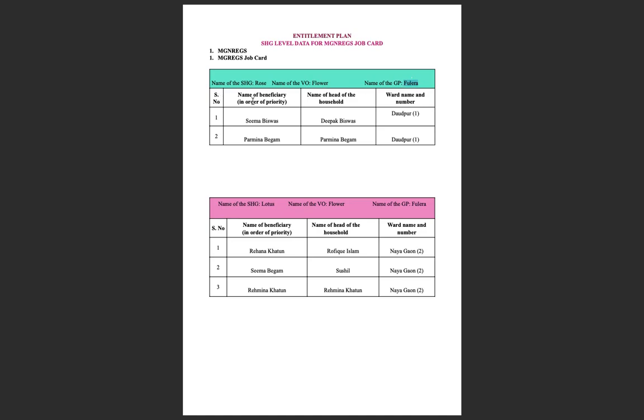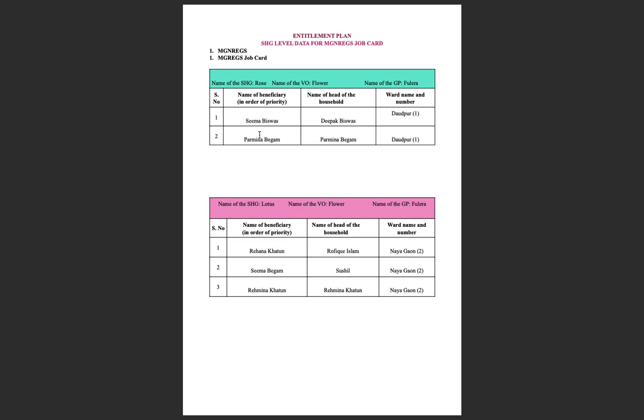So here there are four columns: serial number, name of the beneficiary, name of the head of the household, and ward name and number. In the name of the beneficiary column, we will write the name of the beneficiary, which here is Seema Biswas. Name of the head of the household will be the name of Seema Biswas' husband, father, or anyone who is head of the household, which is here Deepak Biswas. The ward name and number will be written here. So the ward name here is Daudpur and the number is 1.